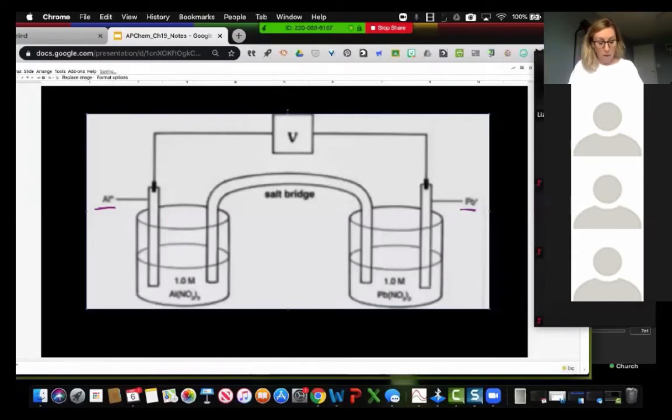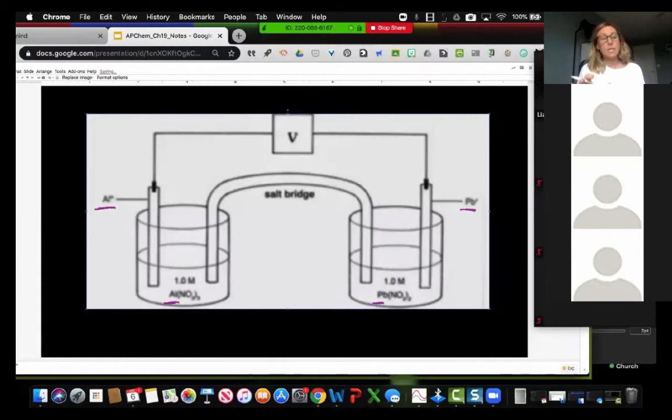Okay, so if you look on your paper, it's probably a little easier to see on your paper than on the screen here. They're telling you you have aluminum and you have lead. That's all the information you're given here. It tells you what they are sitting in, and it tells you the molarity. But from there, you're going to have to set this whole thing up.